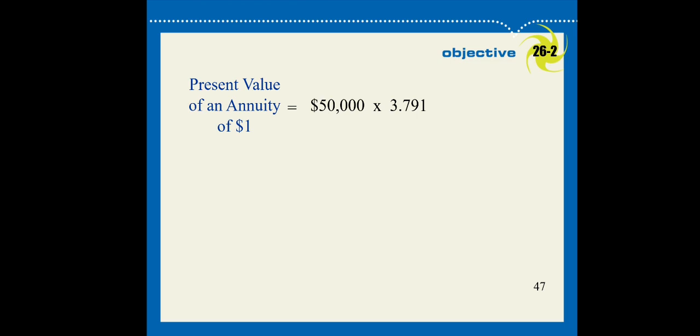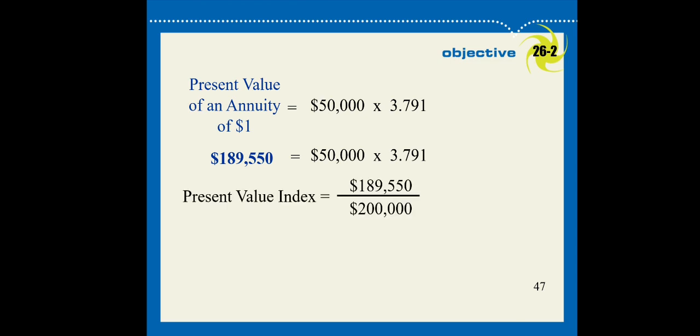So you put the number. The present value of the annuity equals $50,000 times 3.791. Okay, that is the present value of 50,000 net cash flow every year for 5 years at 10% discount or 10% interest. So you will get the number like this, 189,550. So is this a good investment?